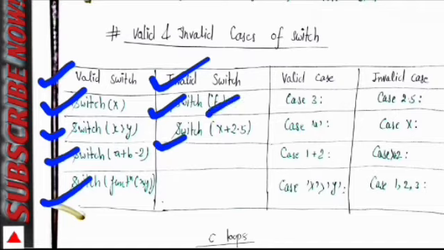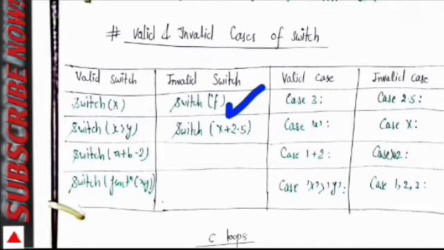Here it is invalid because F is used for the keyword, and that is your %f for floating type, floating data types. And here 2.5 is also a floating data type, which is not accepted by the switch statement.